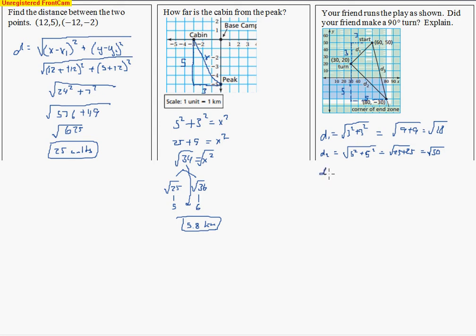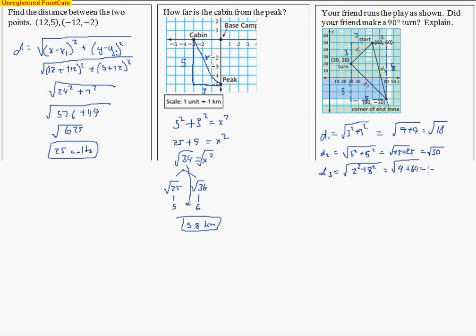Now distance 3 is going to be my hypotenuse. So I'm going to count the horizontal distance and the vertical distance going down. I see that the horizontal distance is 2, and the vertical distance is 1, 2, 3, 4, 5, 6, 7, 8 spaces. When I set this up, it's going to be 2 squared plus 8 squared, and that's going to give me 4 plus 64.